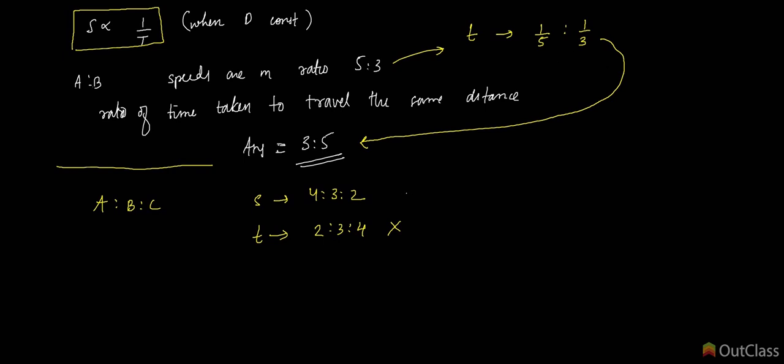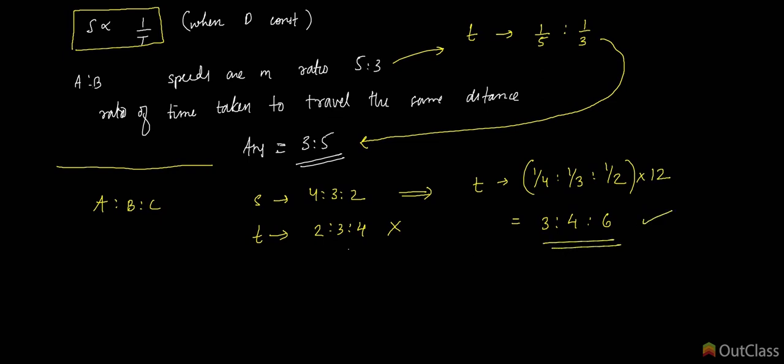So the right way to go about this is to say if the speeds are in the ratio 4 is to 3 is to 2, the times are in the ratio 1 by 4 is to 1 by 3 is to 1 by 2. And if you want to rewrite that ratio without fractions, you'd want to multiply every term with a common multiple of the denominators. Quite simply, you can just use the LCM, which is 12. That gives you 3 is to 4 is to 6 as the ratio of the times taken by these three people ABC to travel the same distance. 3 is to 4 is to 6 would be right, and 2 is to 3 is to 4 would be wrong. Just note. And that was the third one. It is speed is inversely proportional to time when distance is constant.